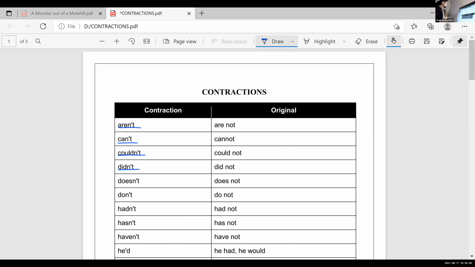So aren't is the contraction of are not. Can't is the contraction of cannot. Couldn't is the contraction of could not. These are not the pronunciations, okay? And didn't is a contraction of did not.